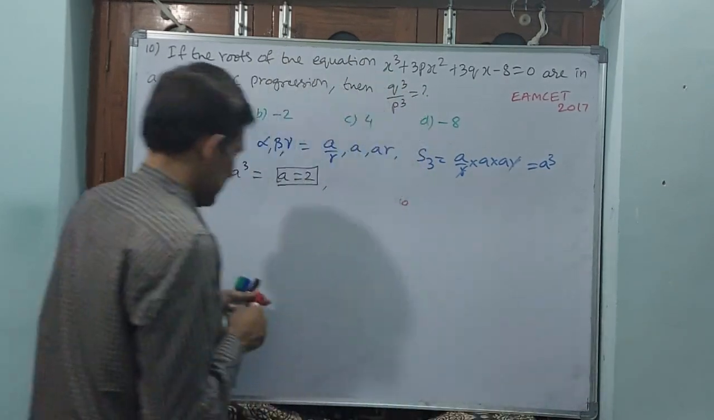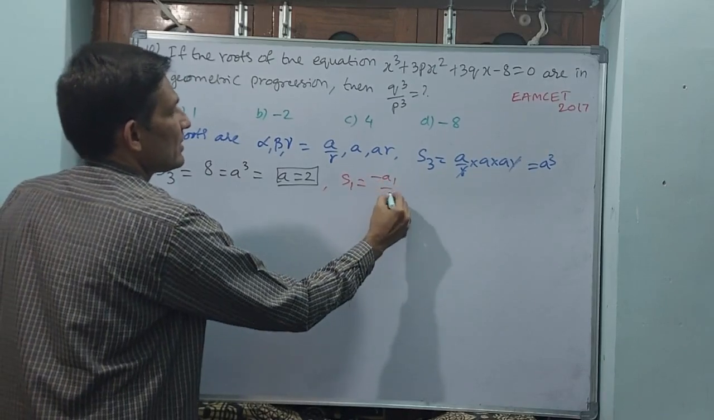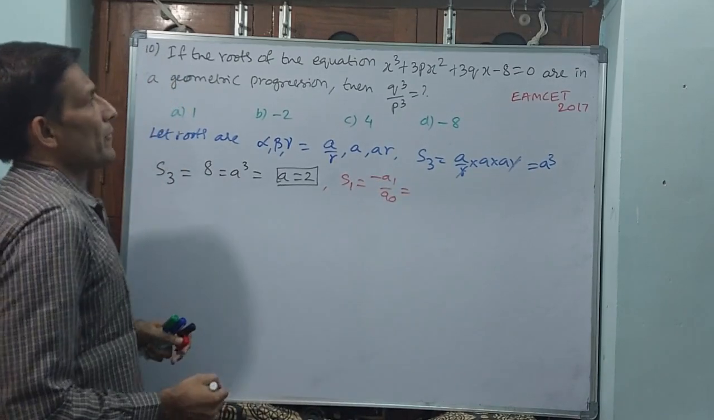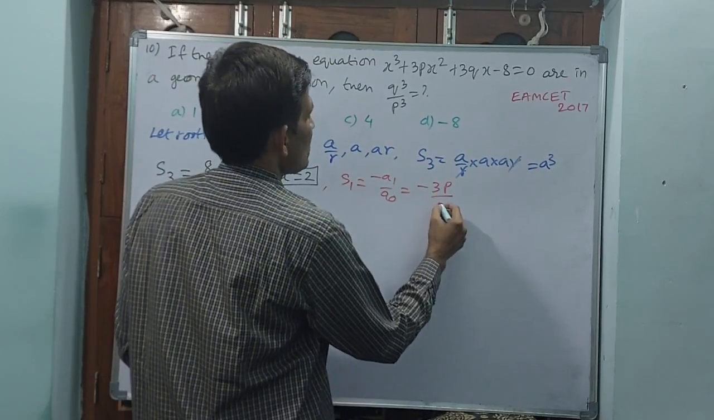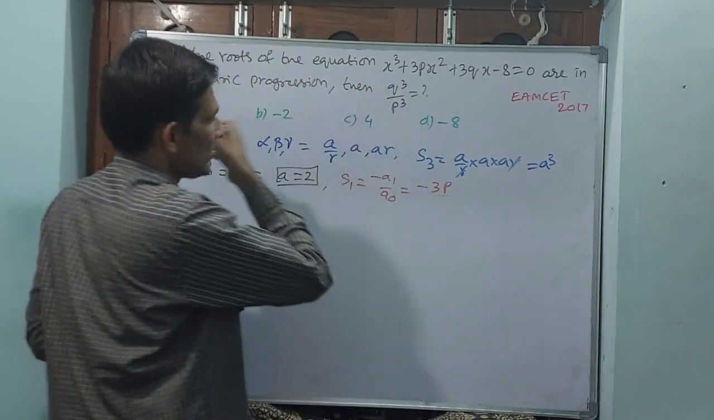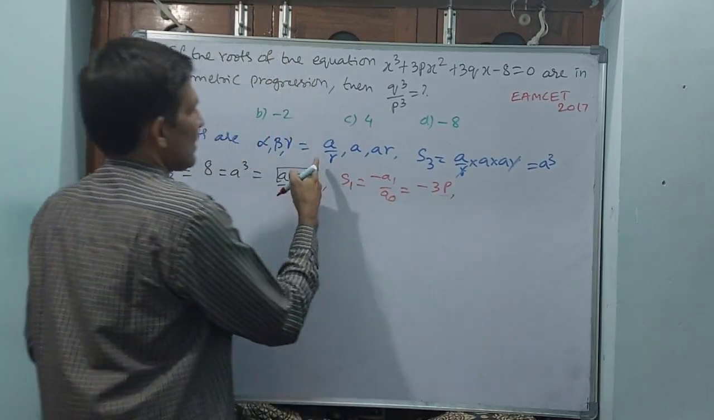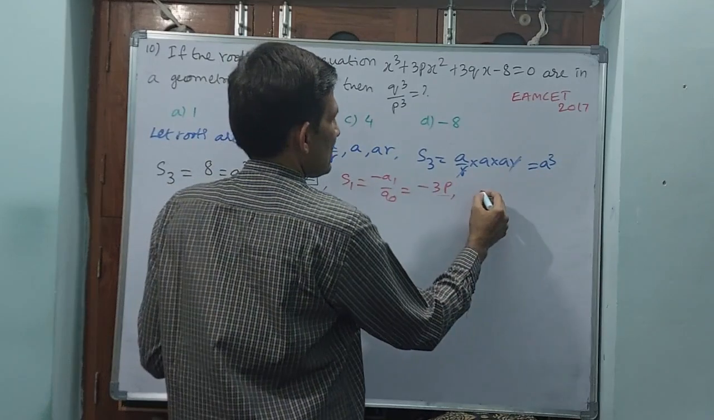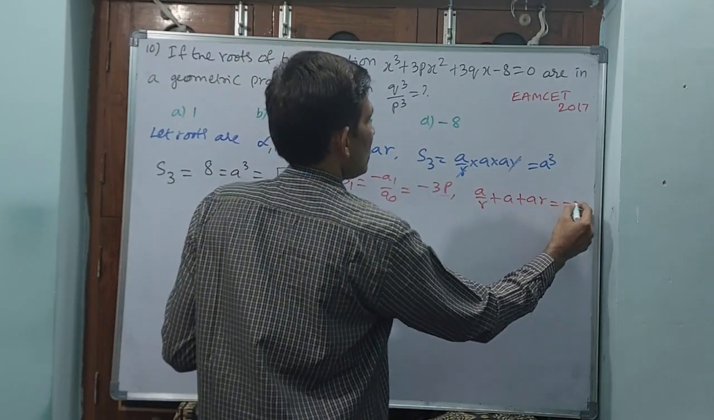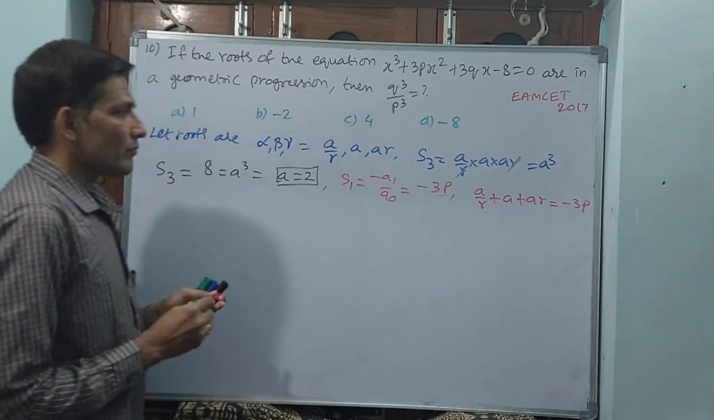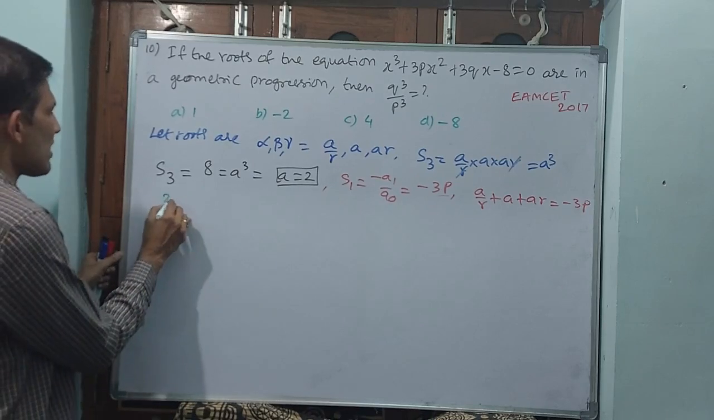Go for S1. S1 is minus A1 by A0, which is minus 3p by A0, and A0 is 1. That means minus 3p, that's all. What is this S1? S1 is this one: a by r plus a plus ar is equal to minus 3p. But you know the a value, so substitute a value: 2 by r.